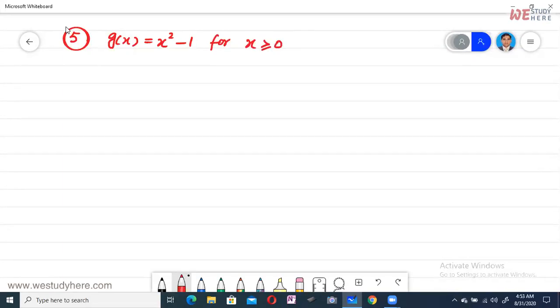Sketch on the single diagram the graph of y equal to g of x, and graph of y equal to g inverse of x, showing the coordinates of any point where curves meet the coordinate axes. First of all, we are going to draw the graph for y equal to g of x.